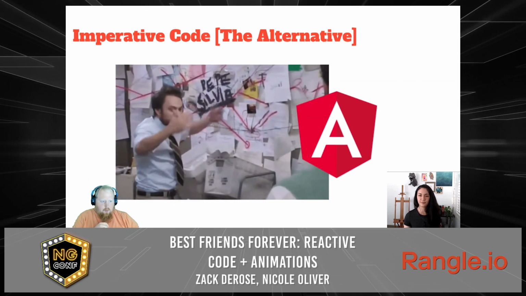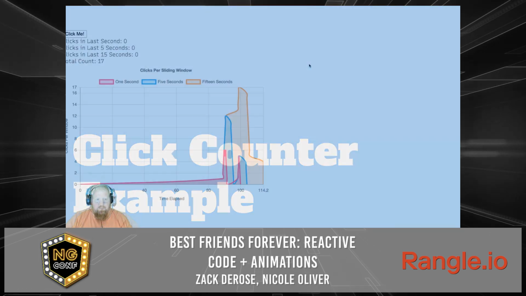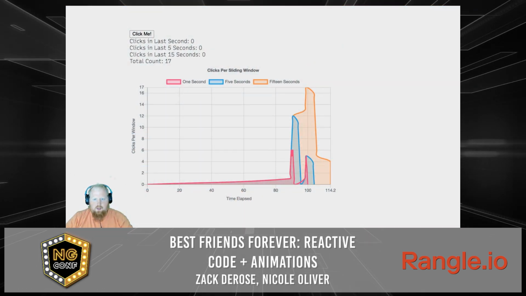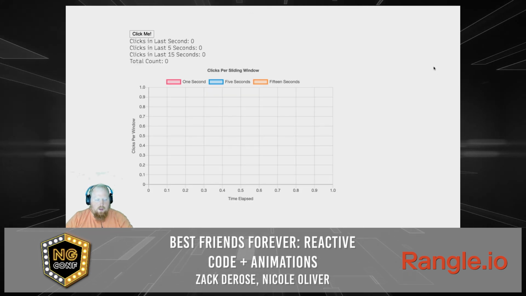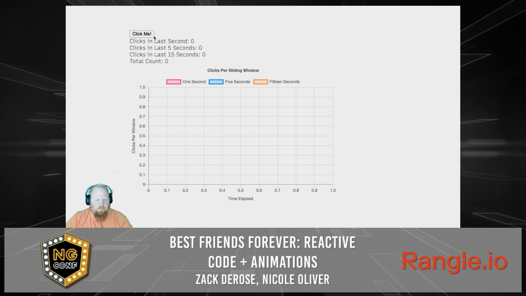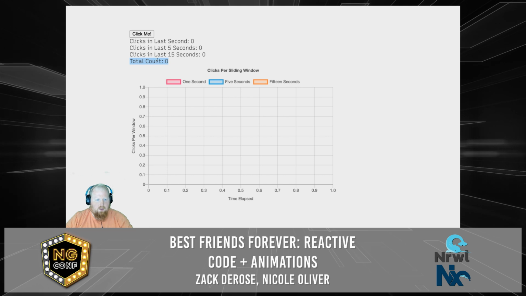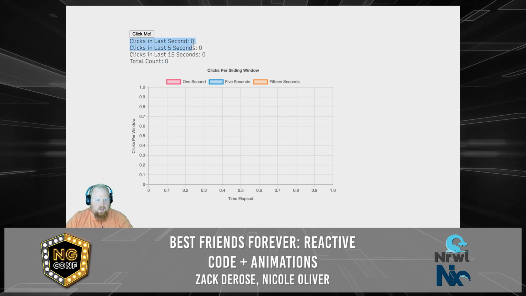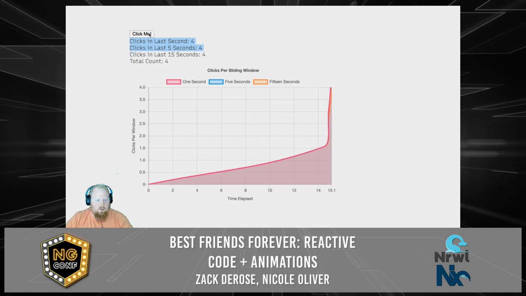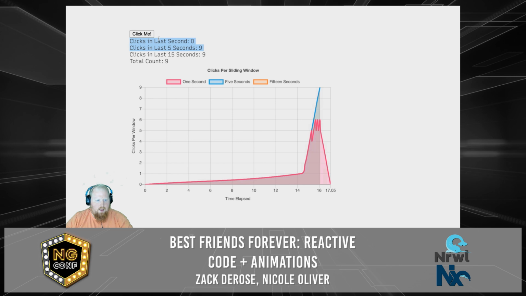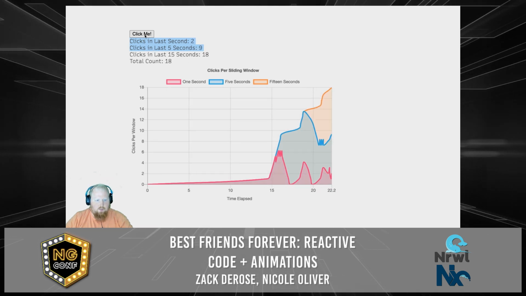So to see how we can practically use RxJS, we have a click counter example. Cool. So here is an example of our code. Let me refresh real quick. So we can see we have a button here, and our application is telling us how many times we've clicked the button in total, as well as how many times in the last second, 5 seconds, and 15 seconds we've clicked it. So as I click it, you can see the counters are dynamically adjusting themselves, and our graph is also automatically adjusting itself as we go.